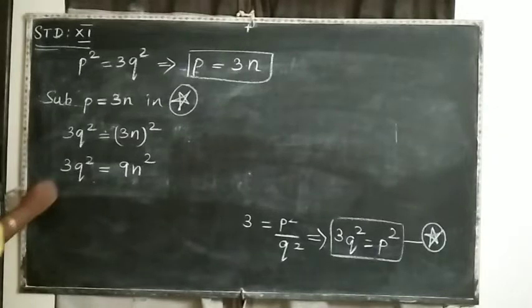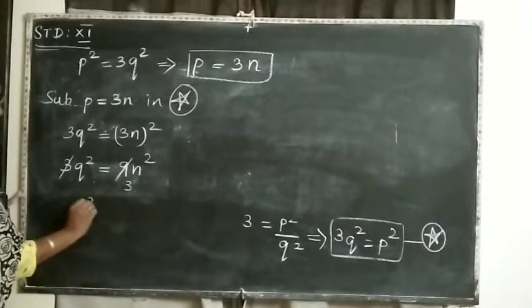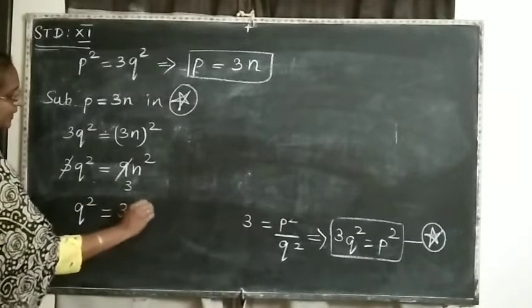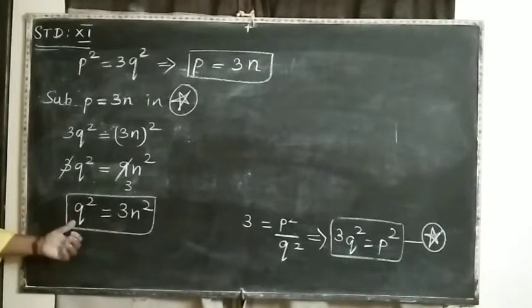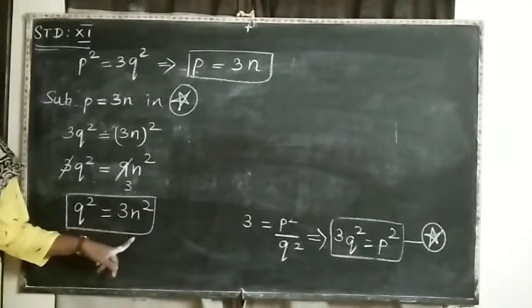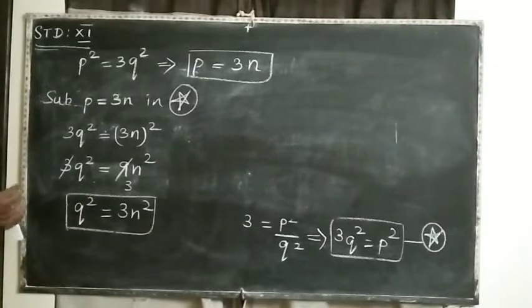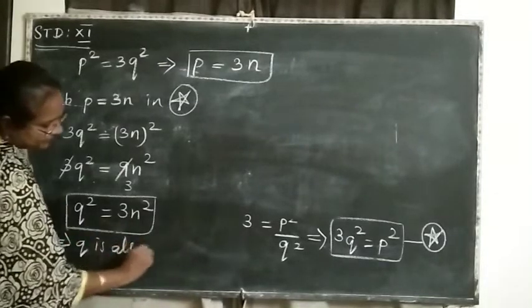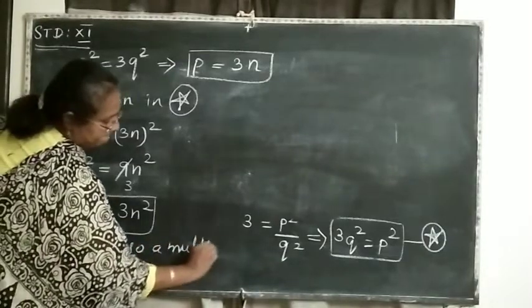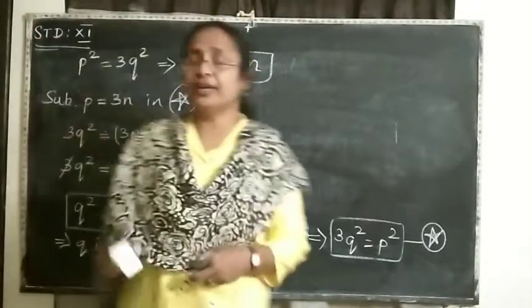Do you agree? Yes. Now shall we cancel out? 3 1s are 3, 3 3s are 9. So what will be the answer? q squared will be equal to 3n squared. Yes or no? Now look into this. q squared is equal to 3n squared. Again, what does it mean? q squared is a multiple of 3. If q squared is a multiple of 3, what can I say about q? This implies q is also a multiple of what? 3.